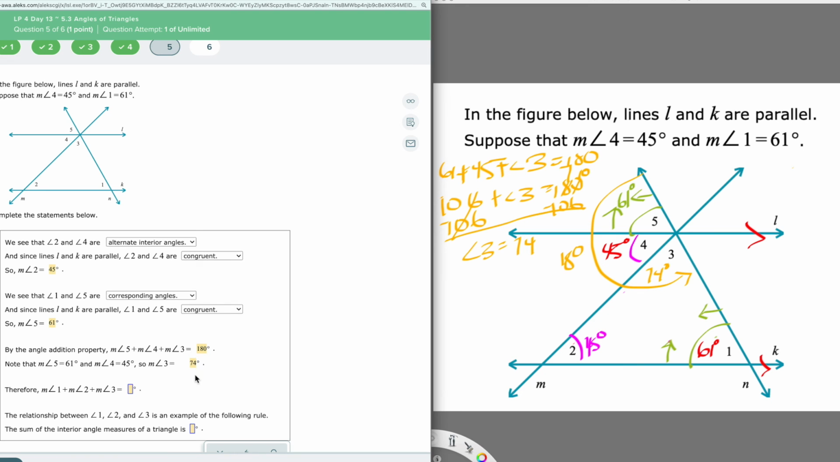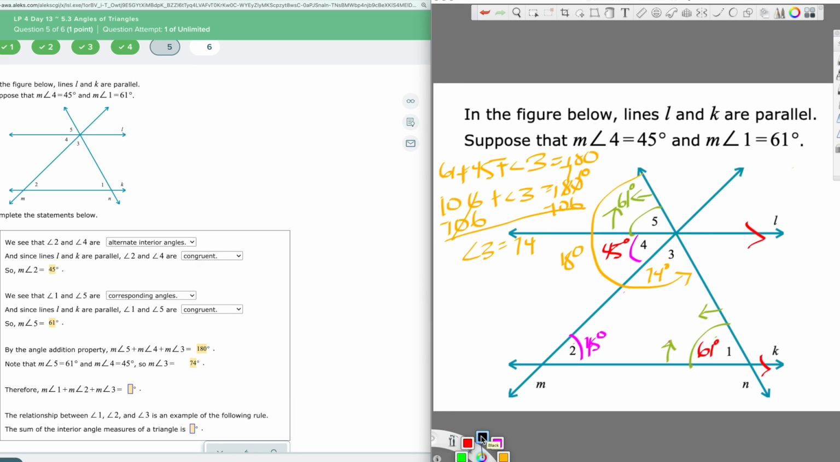So now, the measure of angle 1 plus the measure of angle 2 plus the measure of angle 3 equals, so if we think about this, I have 3 different angles here. I have 45 and 45. Oh, I don't know why that first circle went in the wrong color. 45 and 45. I have 61 and 61, and then they both share this 74.